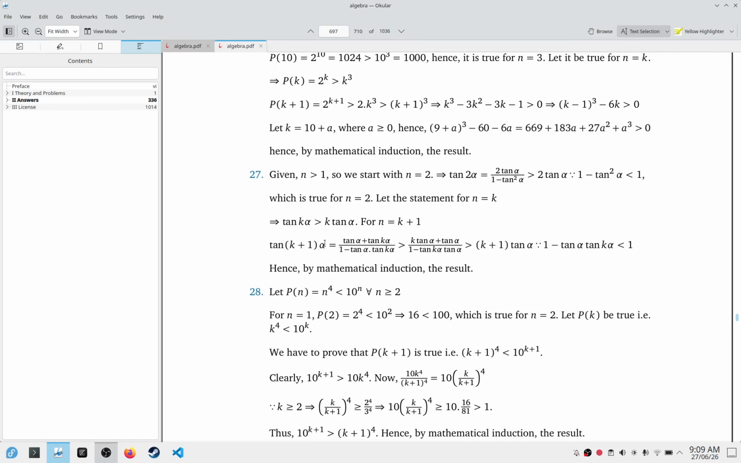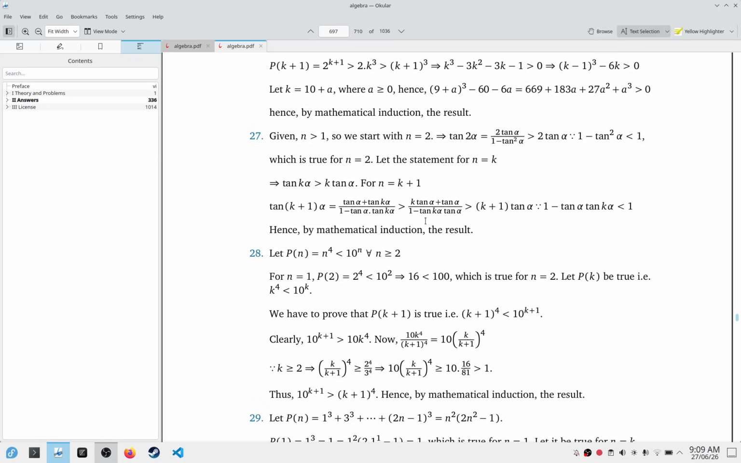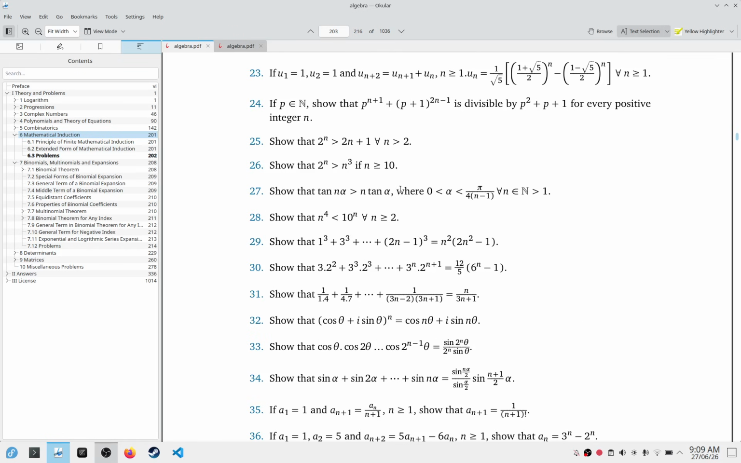we have tan (k+1)α equals (tan α plus tan kα) divided by (1 minus tan α tan kα), which is greater than (k tan α plus tan α) divided by (1 minus tan kα tan α), which is greater than (k+1) tan α, because 1 minus tan α tan kα is less than 1. Hence, by induction, we have the result.